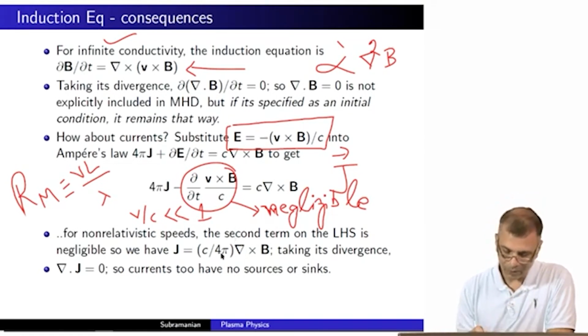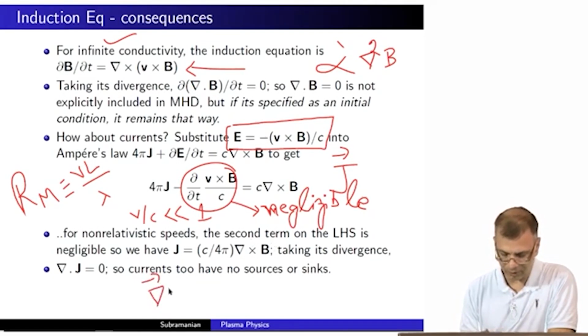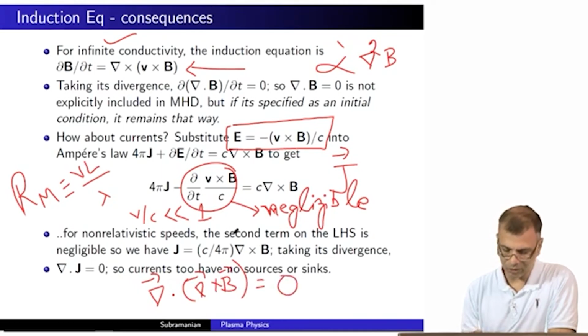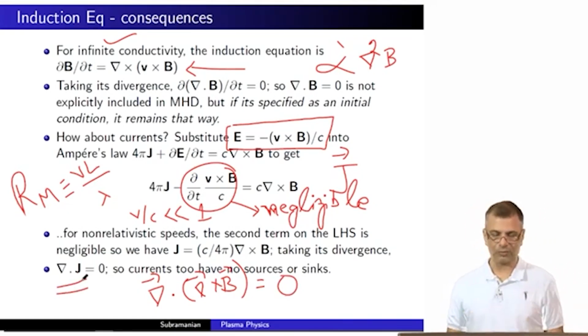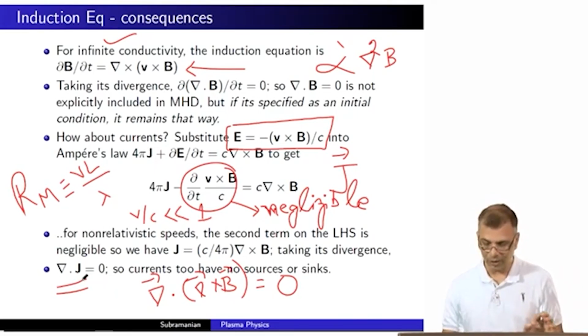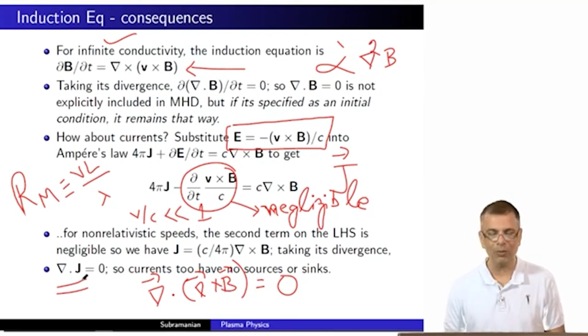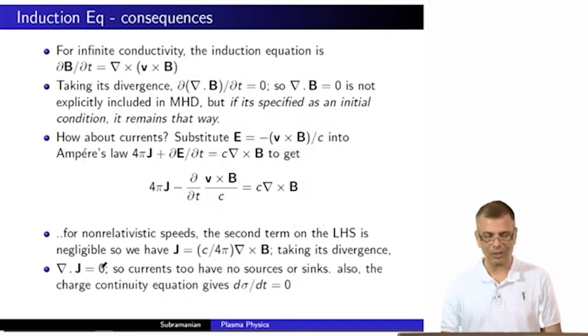Now what about it? You take the divergence of both sides. Since the divergence of a curl is always 0, right? So this is always 0. It follows that the divergence of the current is equal to 0. So the currents have no sources or sinks. This is something that we need to keep in mind very clearly, because this is one of the curious aspects of magnetohydrodynamics. We will see why, right? So the divergence of J is equal to 0. So the currents too have no sources or sinks.